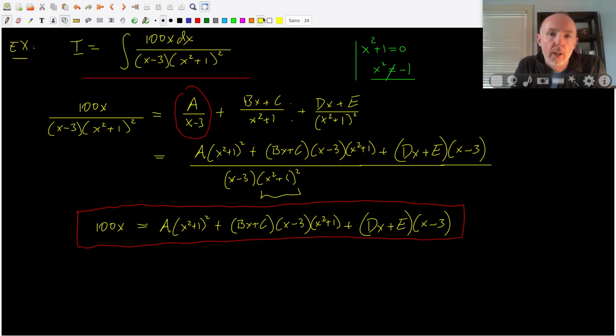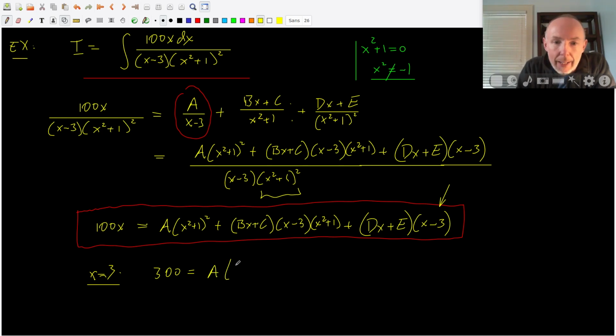We've got to solve for A, B, C, D, and E, and the easiest thing to begin with is to just look at the x minus 3 term again and say, let's put x equal to 3 and see what happens. When I do, on the left I get 300, because it's 3 times 100. That term does not cancel, but this one does, and that one does. So all we're left with is A times 3 squared plus 1 all squared. 3 squared is 9, plus 1 is 10, so this is 10 squared, or 100A. And so we know immediately that A is equal to what? 3.